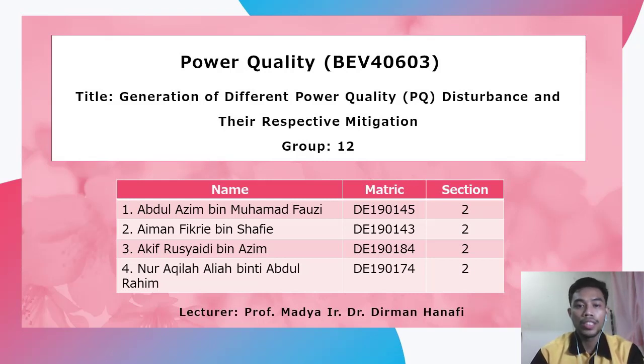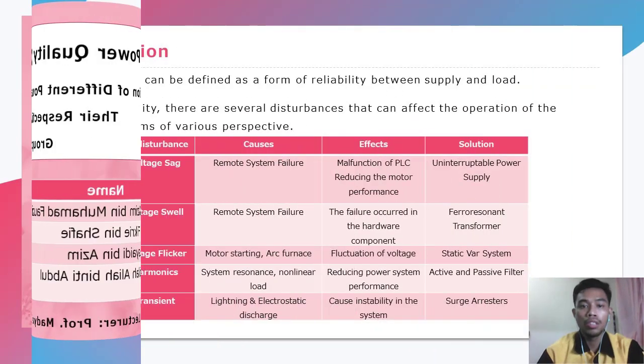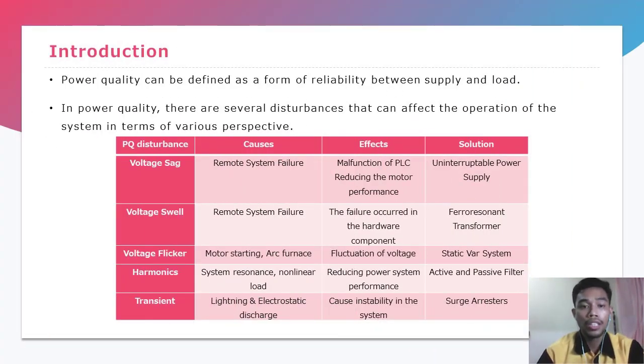Today we are going to present the title of the power quality assignment, which is the generation of different power quality disturbances and their respective mitigation. So without further ado, I will continue with the introduction part.